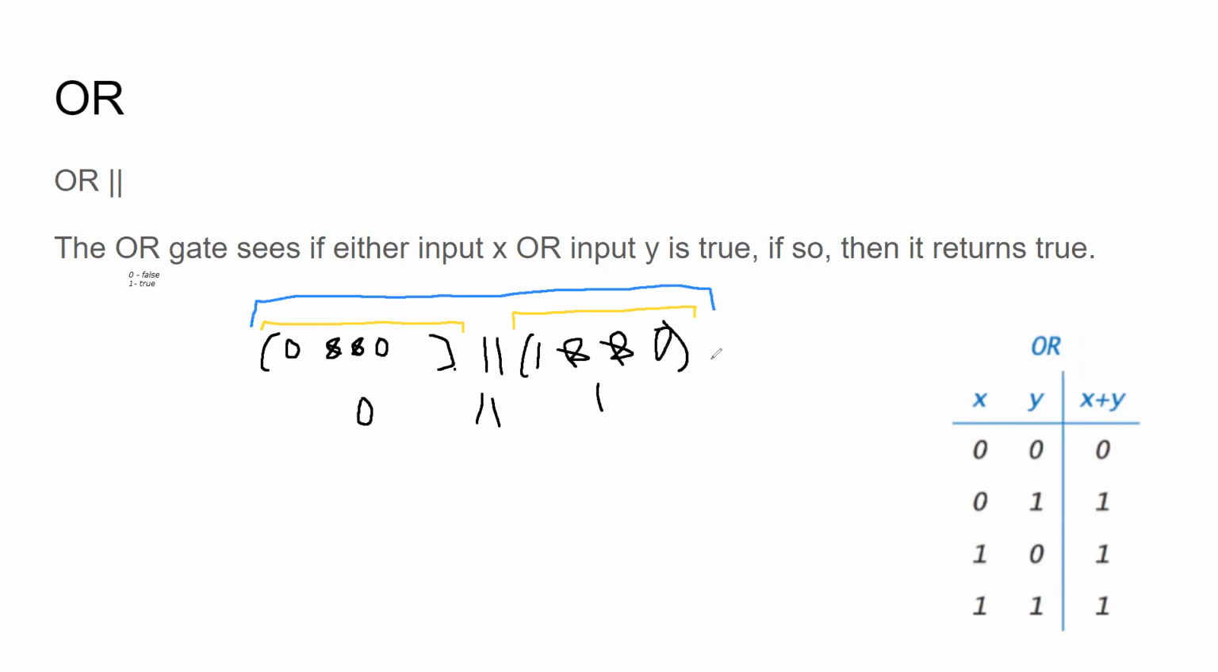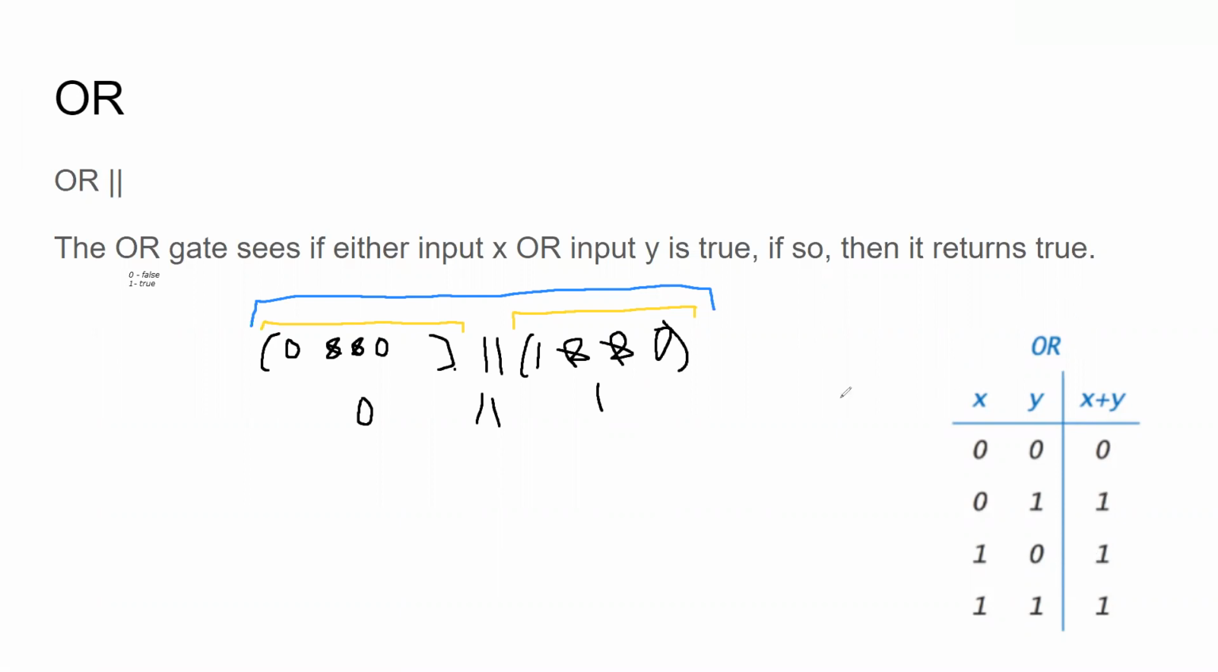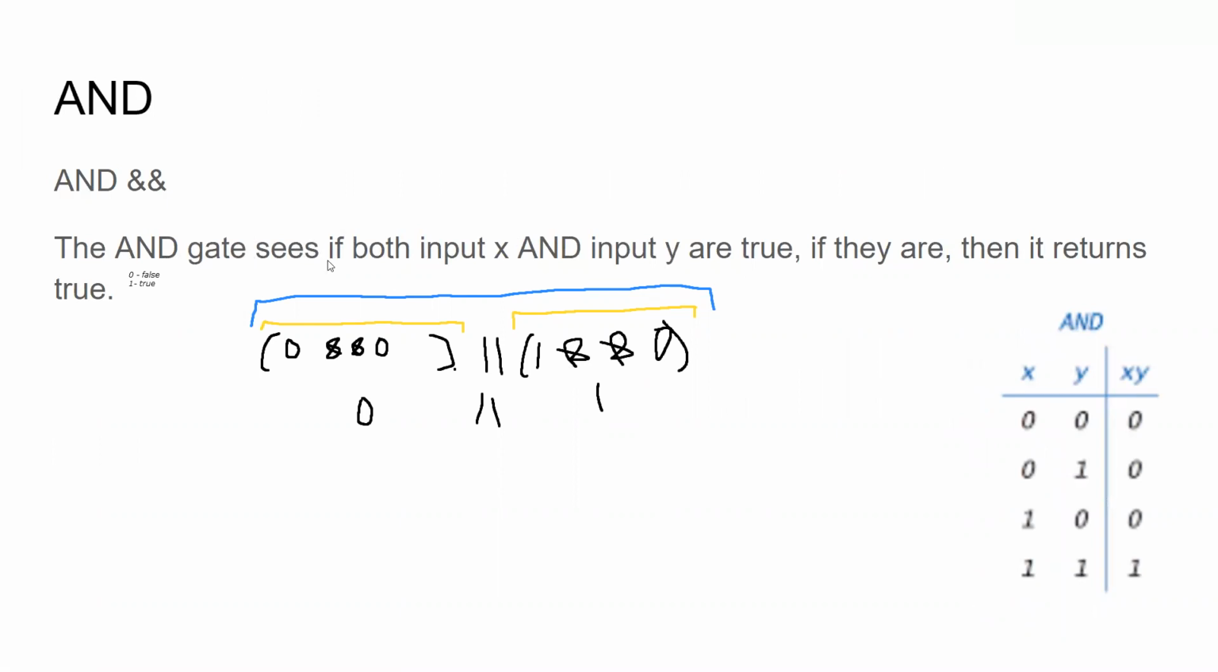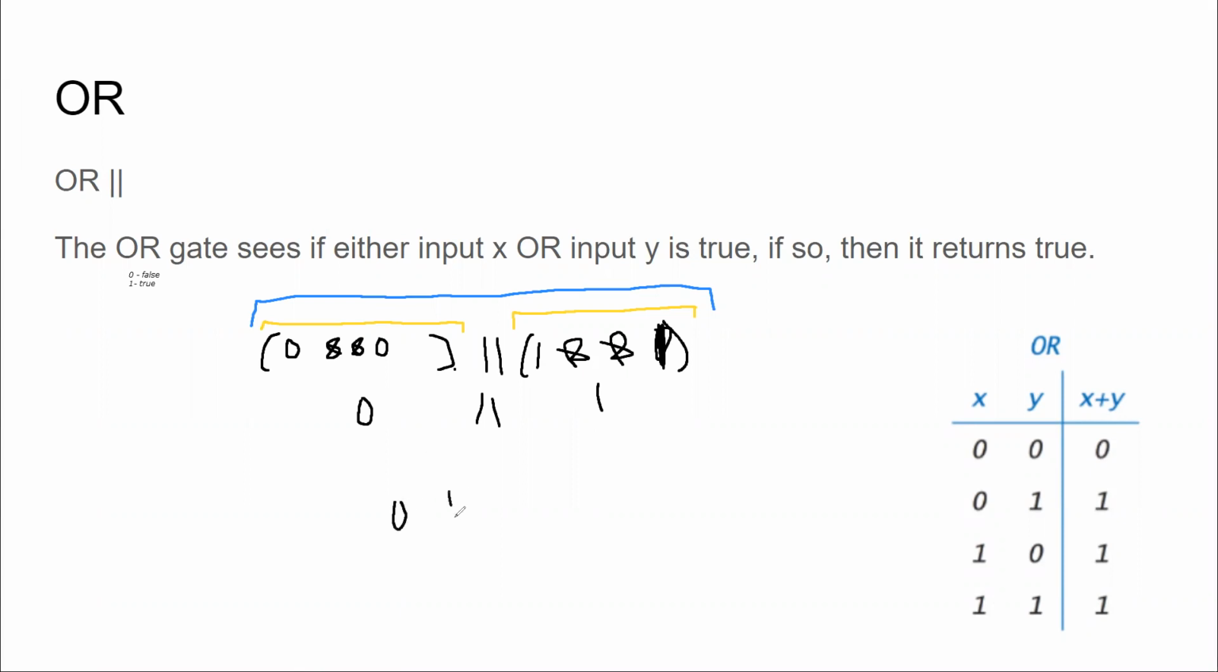What if it was 1 and 0? If this was 1 and 0, what would it be? 1. No. Don't let this fool you. This is AND. If we look back at here, the AND gate sees if both input X and input Y are true. So if they're both 1, it's going to be true. But if it's not both 1, then it's going to be false. So if it's 1 and 0, it's going to be 0. Yeah, that was kind of a trick question. So let's pretend this is 1. Since this is 1 and 1, it's going to be 1. And now we have this expression, 0 or 1.